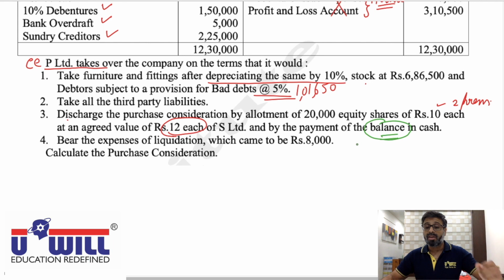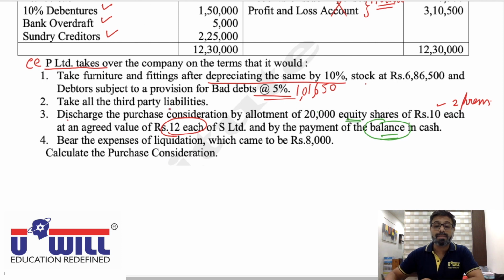From that, we will subtract the value of equity shares, which is given, 20,000 into 12. The agreed value is 12. 20,000 into 12 is 2,40,000. Whatever amount remains will be paid in cash. So I repeat, first we will find purchase consideration by net asset method, from that we subtract the 2,40,000 value of equity shares, and whatever amount remains would be paid in cash.